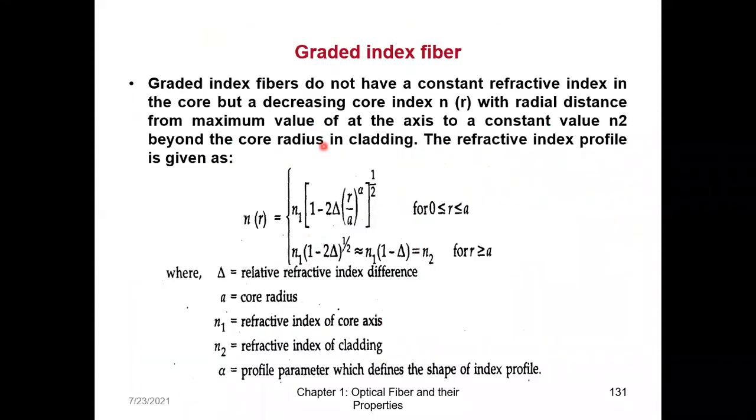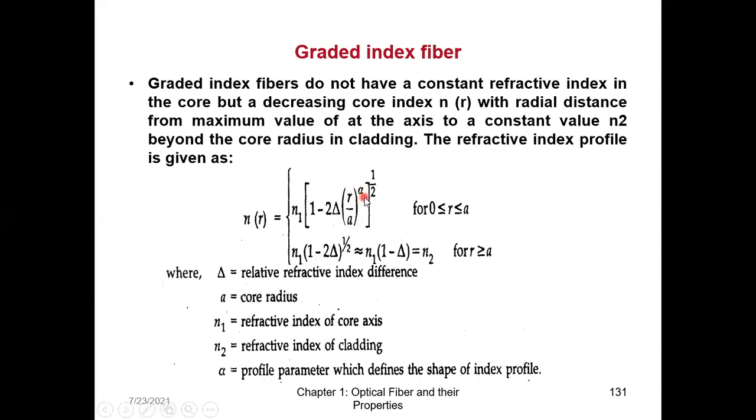So the formula for a graded index fiber, how I am changing the refractive index, is when the radius is less than A. At that time, the refractive index profile is given by this empirical formula. There is no derivation, nothing out of research. They have found out this empirical formula. So it is N1 times the square root of 1 minus 2 delta, R upon A raised to alpha. This is alpha.